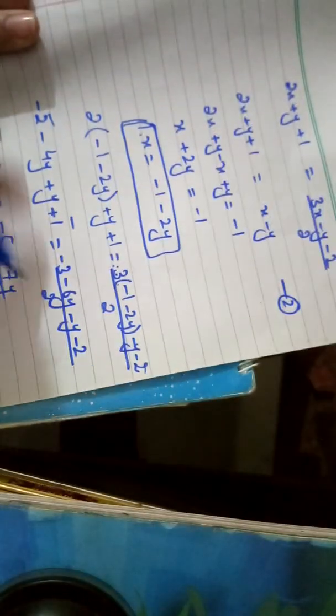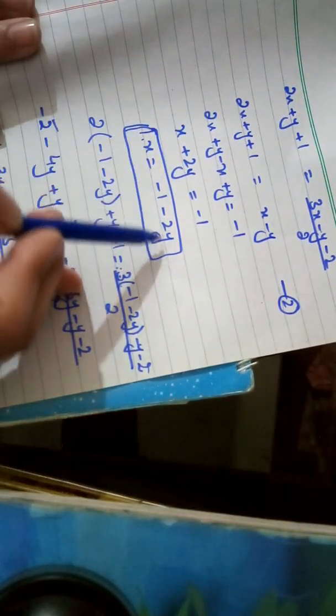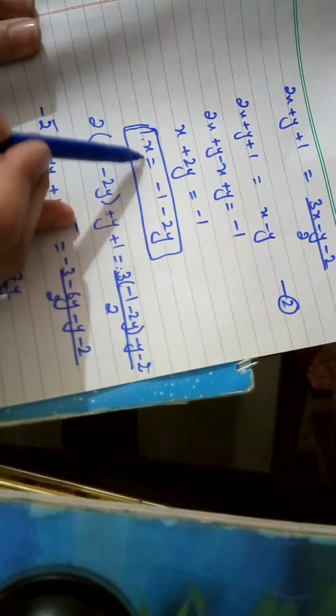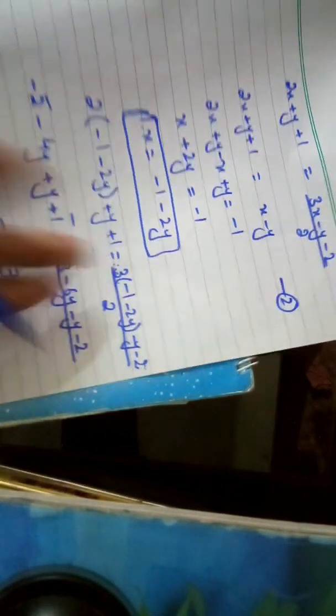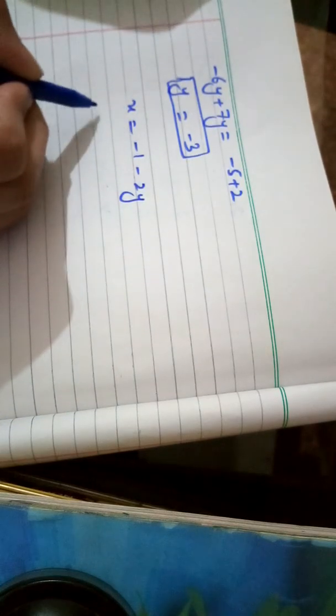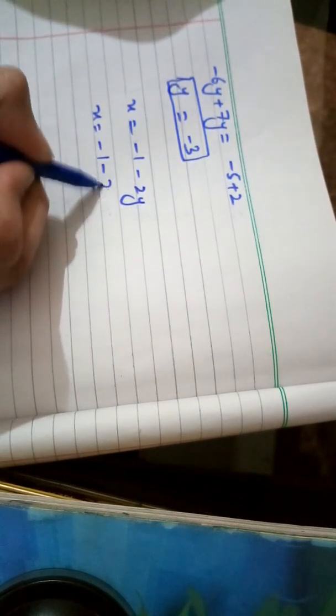Plus 1y, so y. No need to write 1 as a coefficient. Or minus 5 plus 2, minus 3. So the value of y is minus 3. So we'll find the value of the other variable by putting it in the other equation. x in terms of y: as we found the value of y, we'll find the value of x as a constant term here.